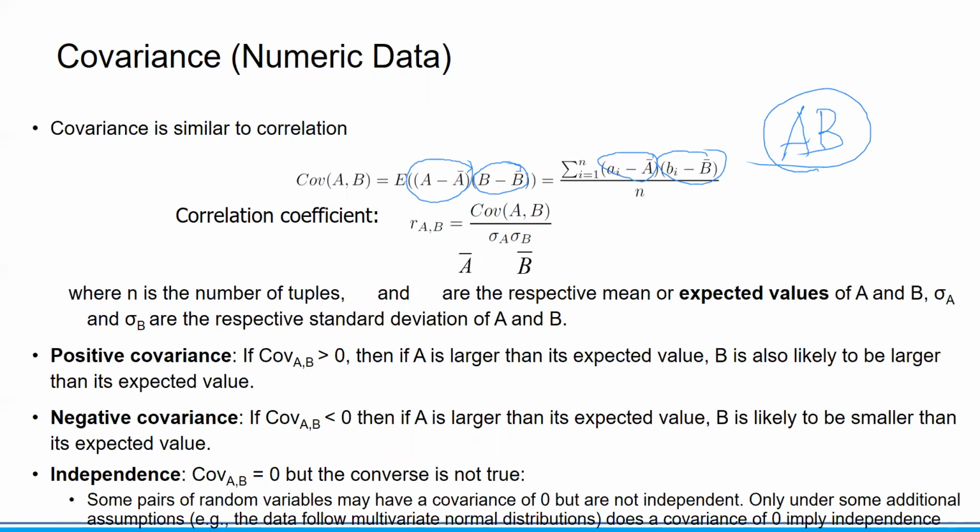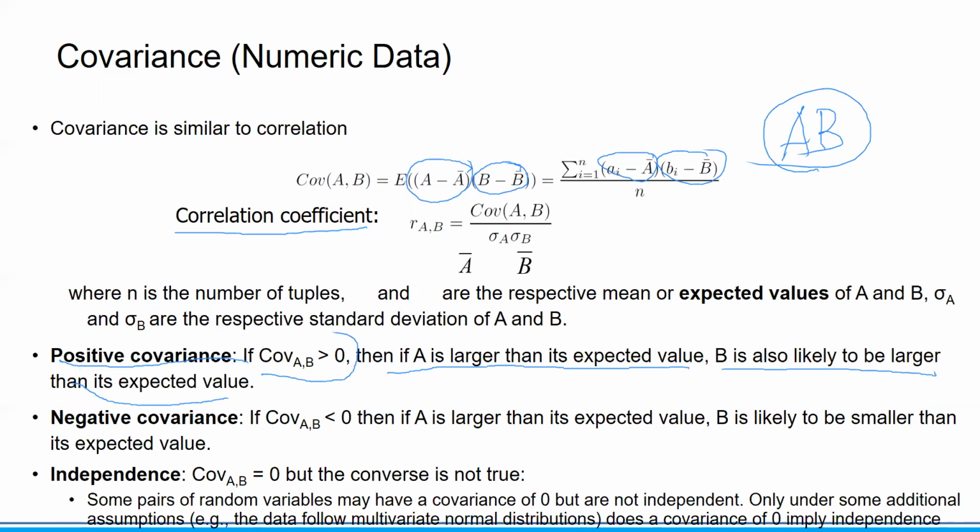We still see this correlation coefficient, but it is more about the covariance. We call it covariance, not correlation. And the idea is still the same. With positive covariance, if it is higher than 0, then A is larger than its expected value, and B is also likely to be larger than its expected value. So the interpretation is a little bit different.